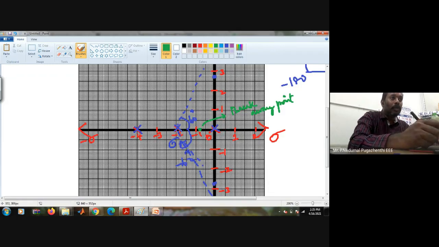Okay, so where does the root locus start? The root locus starts from the open loop poles. What are the open loop poles here? 0, minus 2 and minus 4. So one root locus branch starts from minus 2 and comes to the breakaway point. Even I can mark the breakaway point with a different color.